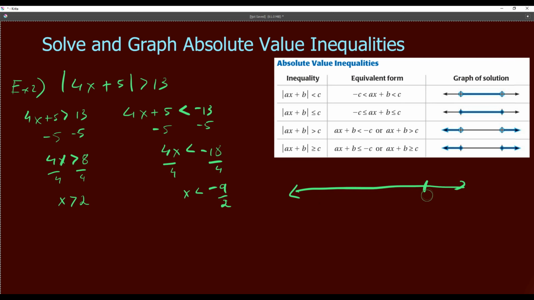So look, I have one at 2 and one at negative 9/2. So x is larger than 2, you know. So, oh, by the way, there's no equal sign, so I should have a hollow dot. But x is larger than 2, so I point out, right? And x is less than negative 9/2, so I point this way. Less than, so I go to the left. But you see how we started out with greater than, so they point away from each other? That's the case here. Right? Because it's greater than, so they point out. Open dot because there's no equal sign. There's no equal sign here.